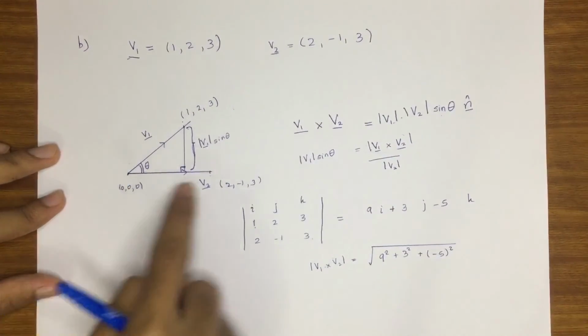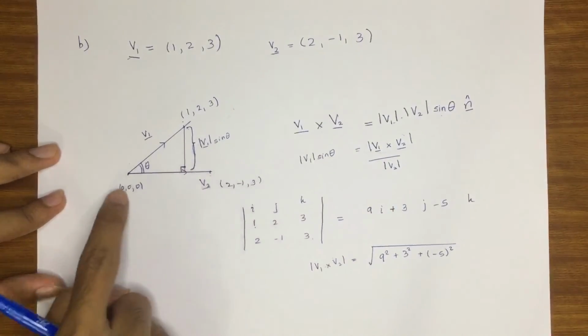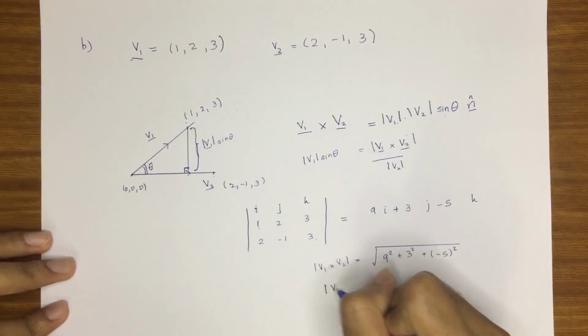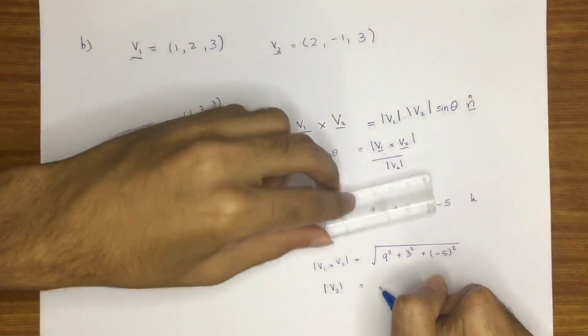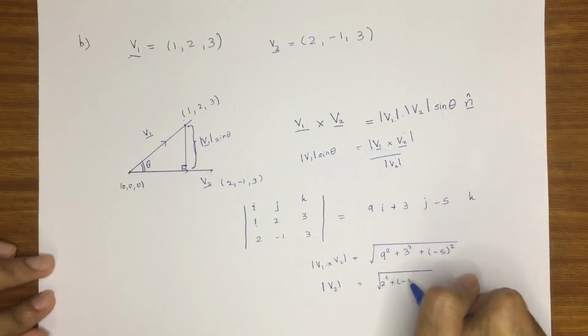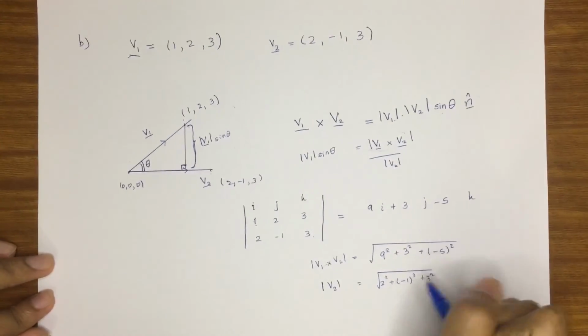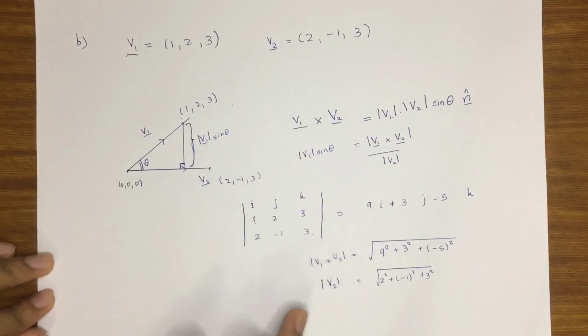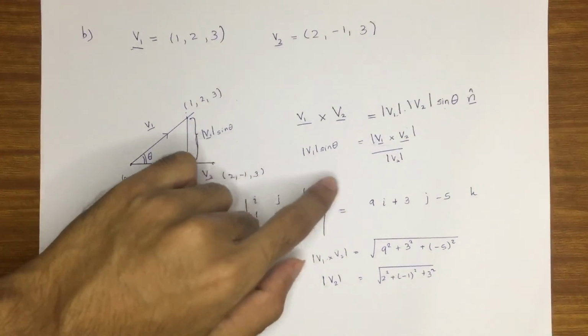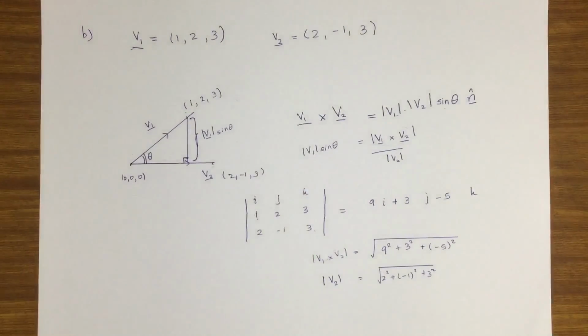After that, we need to find the magnitude of v2. Let's write that also. v2 is the root of 2 squared plus minus 1 squared plus 3 squared. So you will be getting the magnitude of v2. After that, you substitute over here, and you will get the mod of v1 sine theta, which is the scalar component of the orthogonal projection of v1 on v2.